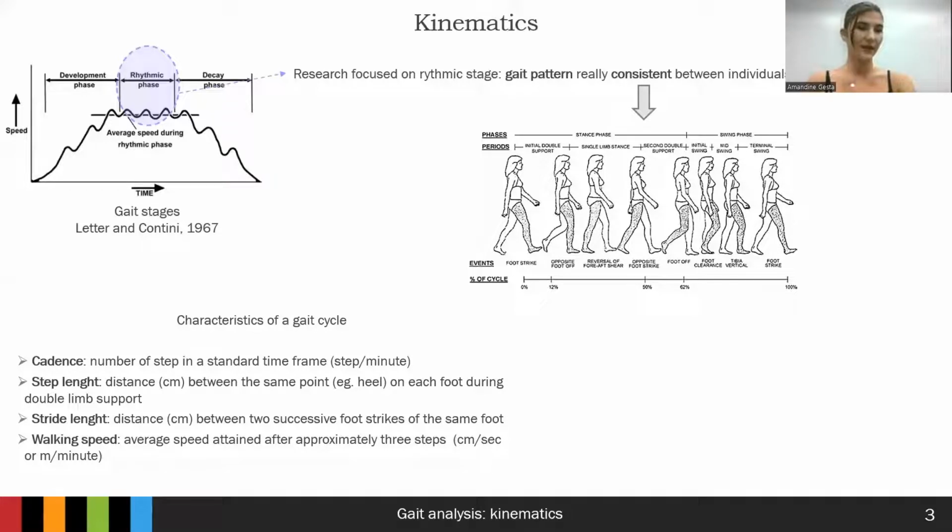So after that, you have the stride length, which is the distance between two successive foot strikes of the same foot. And then you would have the walking speed, which is the average speed attained after approximately 3 steps. So it's counted as centimeters per second or meters per minute. But you have to be careful because these characteristics are directly dependent on the age and the size of the person. For example, the step length would be higher if the legs are taller.